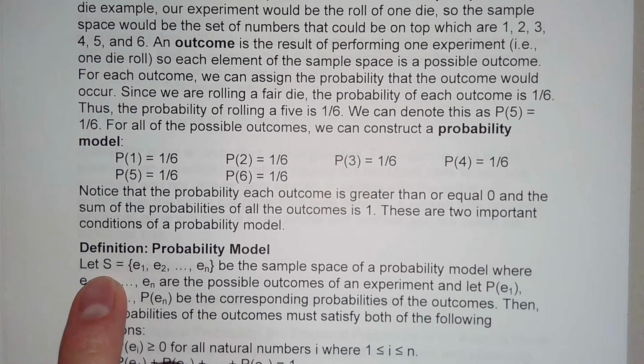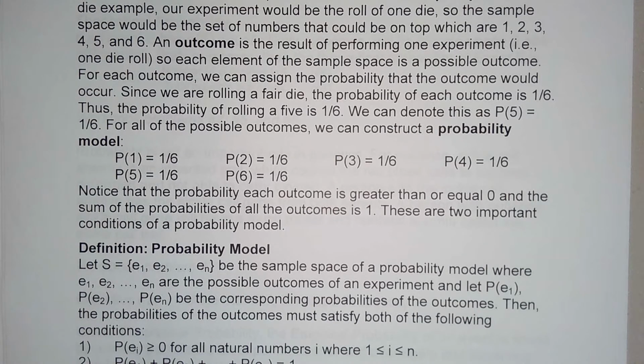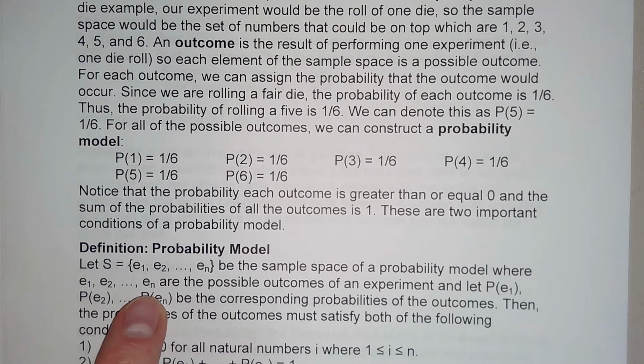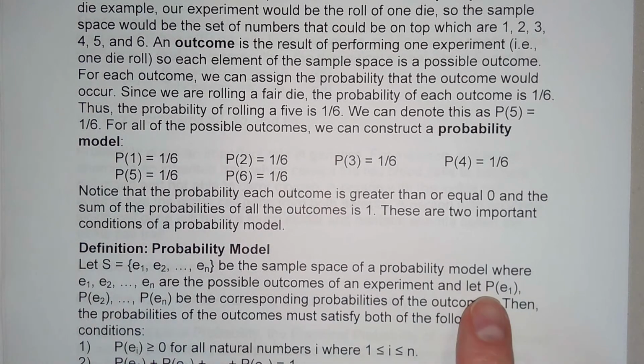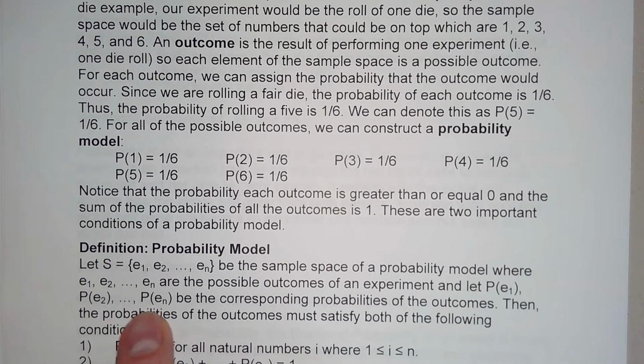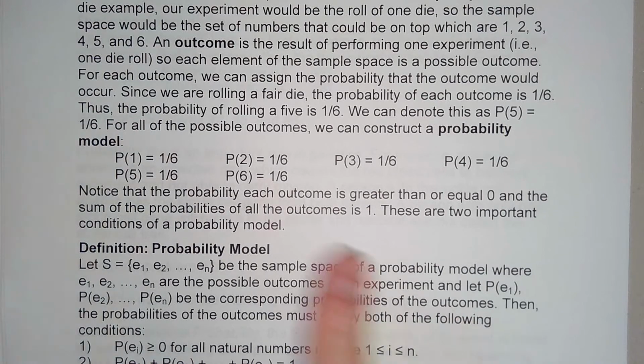So here's a definition. Let S = {E_1, E_2, all the way through E_n} be the sample space of the probability experiment, where E_1, E_2 through E_n are the possible outcomes of an experiment. So it'd be like 1, 2, 3, 4, 5, and 6 in our die example. And P(E_1), P(E_2), so on and so forth to P(E_n) are the corresponding probabilities of the outcomes. So like the 1/6.